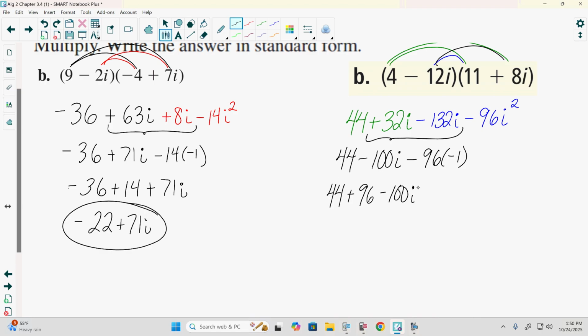Now we're going to do two things. One, we're going to multiply our negative 96 and negative 1 together, which is going to turn it to positive 96. And I'm going to move it over next to the 44 because we will have to combine those. And 44 plus 96 is going to be 140, telling us that these multiply together to give us 140 minus 100i.